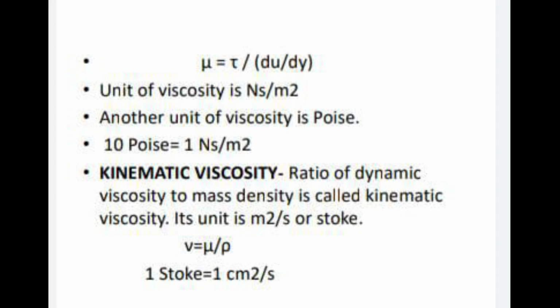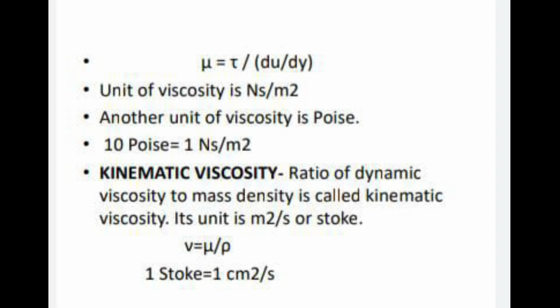Now from this equation we can see the unit of viscosity is Newton second per meter square, and another unit which is used in fluid mechanics is poise. The relation between Newton second per meter square and poise is: 1 Newton second per meter square is equal to 10 poise, or 1 poise is equal to 1 by 10 Newton second per meter square.